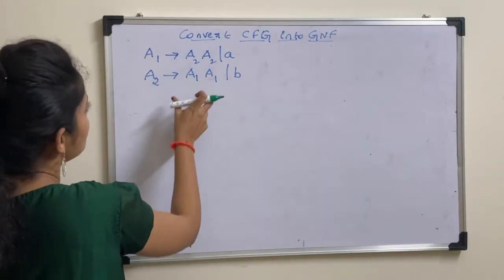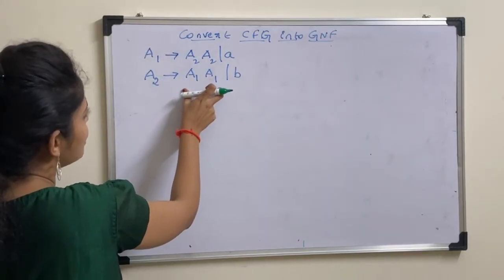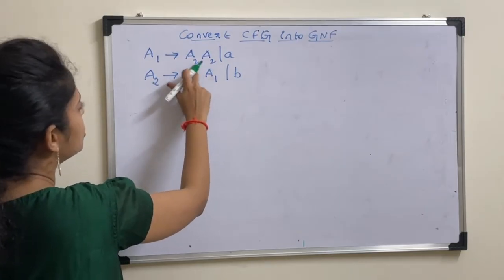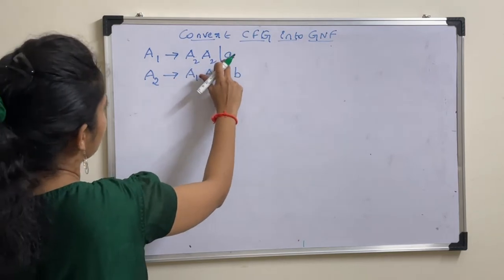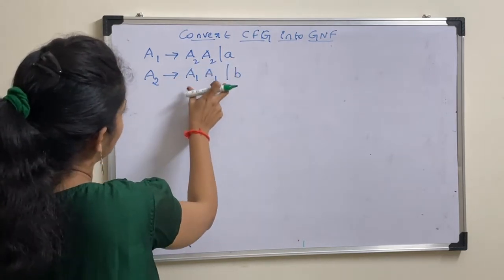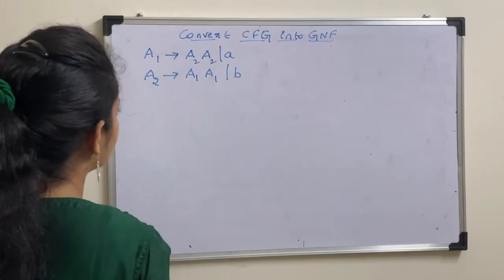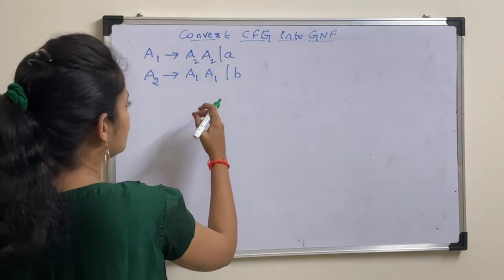Now step 2 is check if the given grammar is in CNF or not. This grammar has two non-terminals in the RHS, or a terminal symbol. So both the productions are in CNF. So this grammar is in CNF, so you can skip and go to step 3.